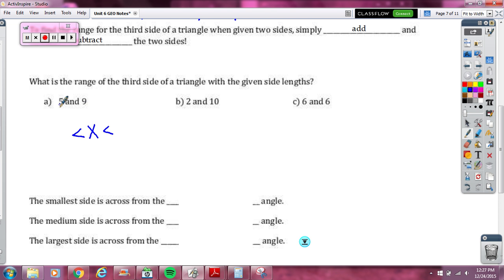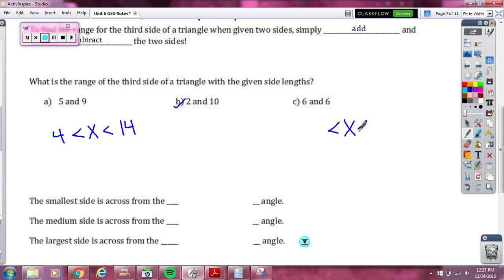If I do 9 minus 5, I get 4. That's like the lowest that my third side could be. It can't be 4, it'd have to be like 4.1, because 4.1 plus 5 gives me bigger than 9. So I'm in the clear. If I do 9 plus 5, I get 14. So if I have something that's smaller than 14 but bigger than 4, it'll help me make a triangle with those other 2 lengths. I'll leave you to try B, and I'll do C with you again.